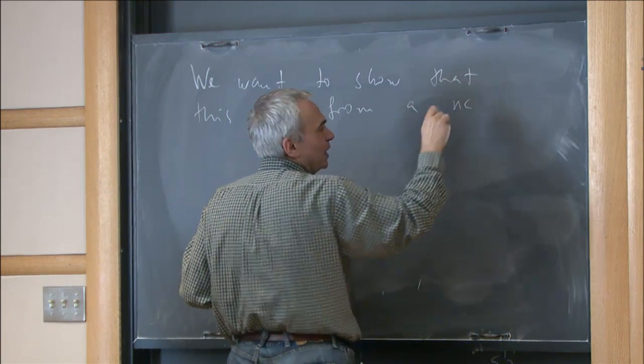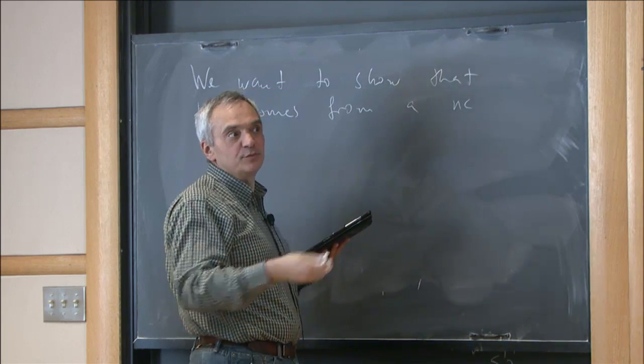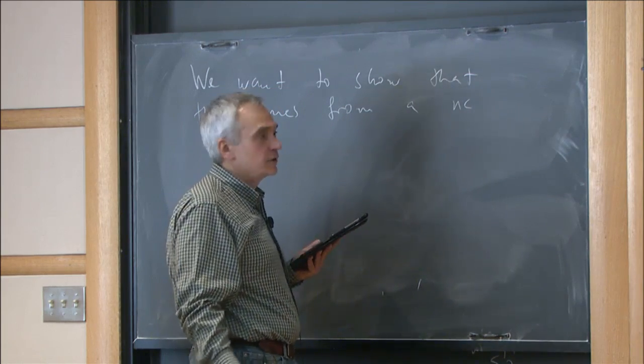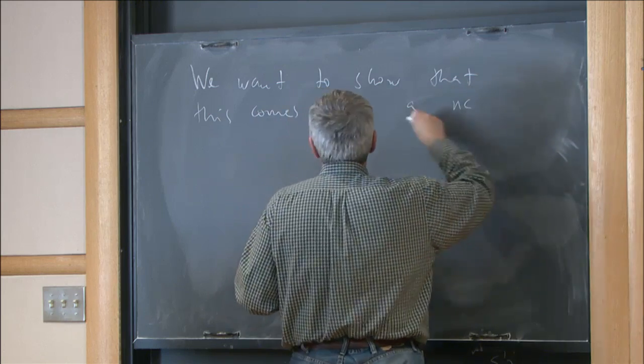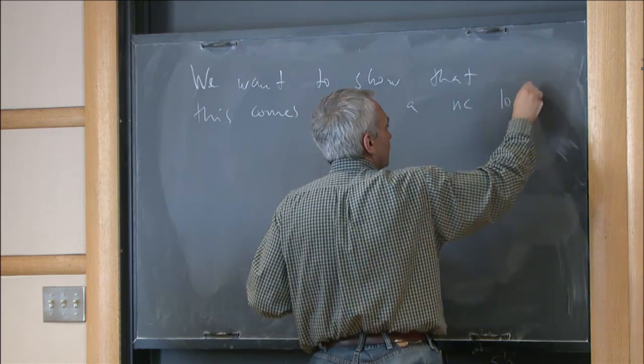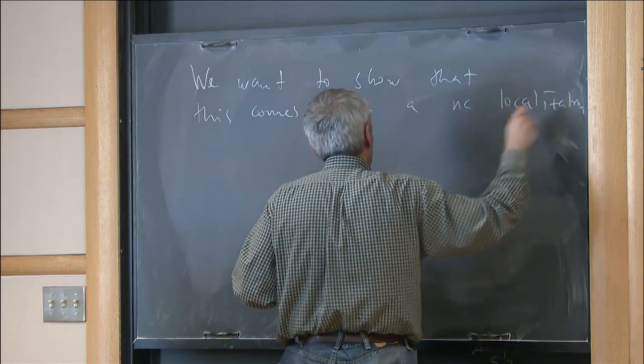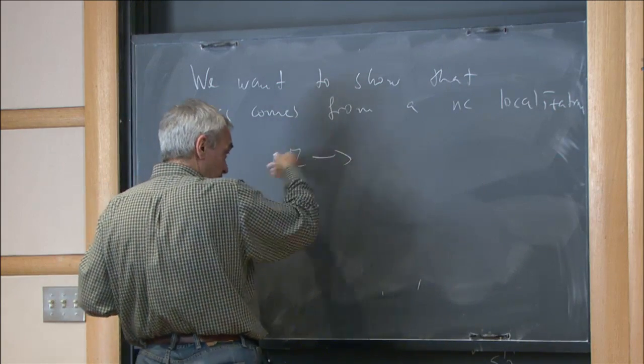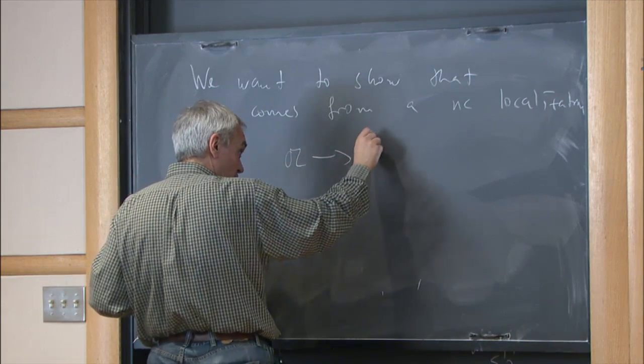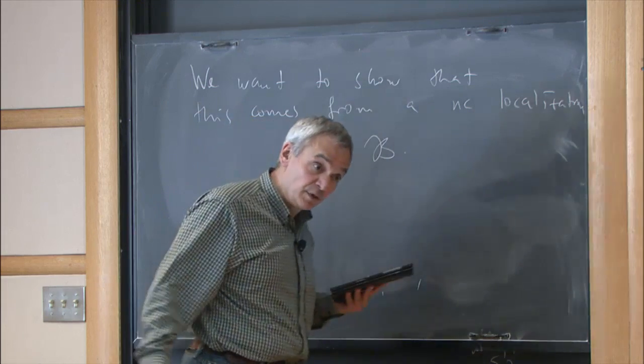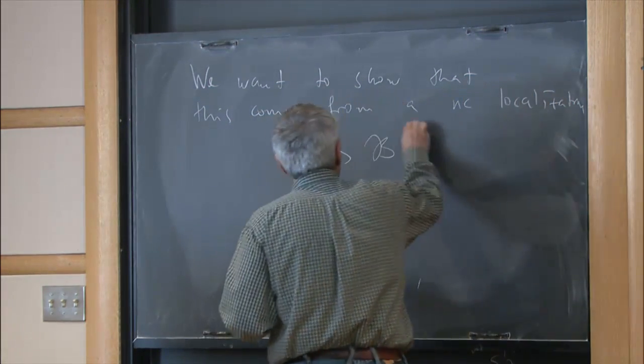Well, I stated non-commutative focalization for algebras, but it clearly works for small categories too. So you want this to come from a non-commutative focalization of some non-commutative focalization factor from A to some category B. And the question is, what is this guy?